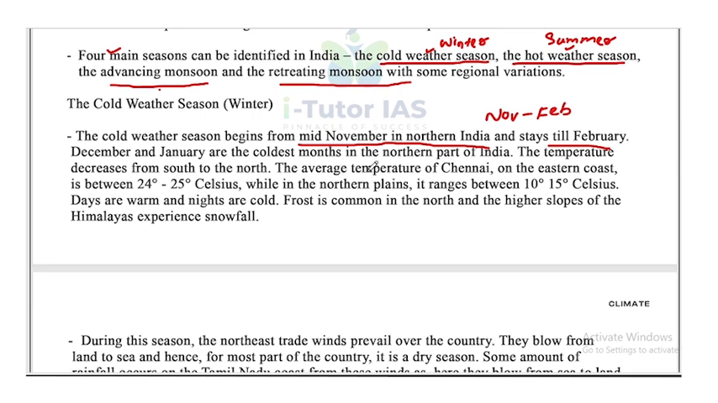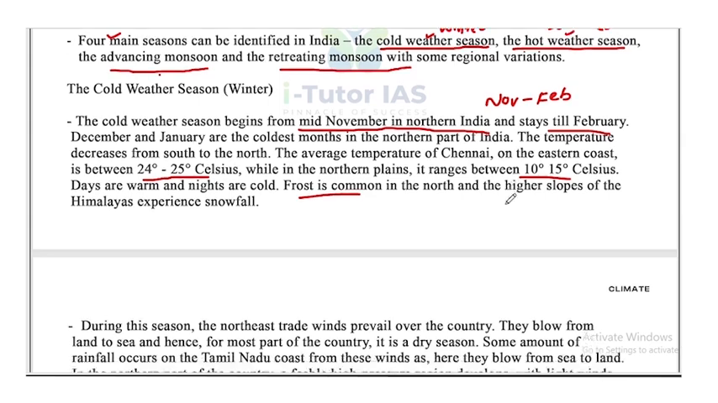The average temperature of Chennai on the eastern coast is between 24 and 25 degrees Celsius, while in the northern plains it ranges between 10 and 15 degrees Celsius. Days are warm and nights are cold. Frost is common in the north, and the higher slopes of the Himalaya experience snowfall.